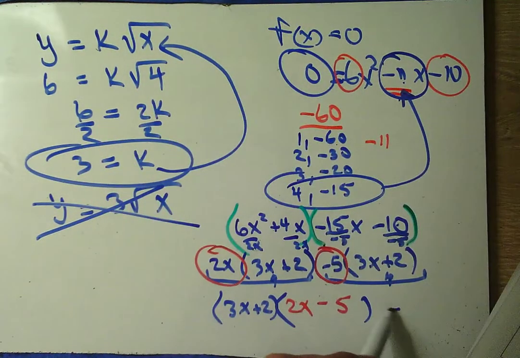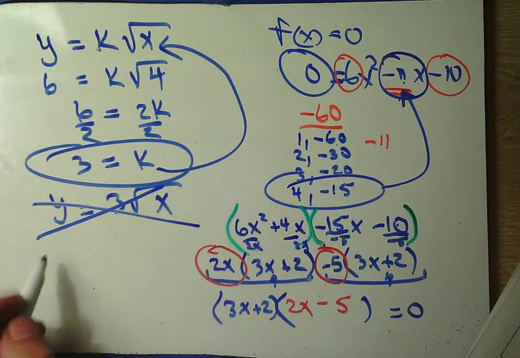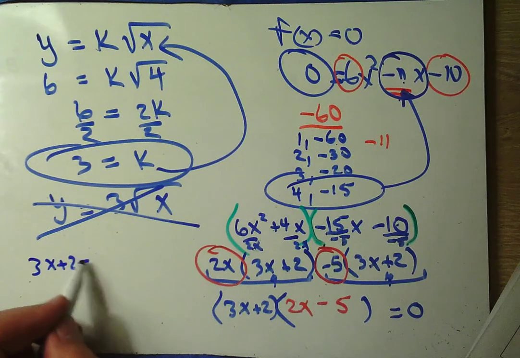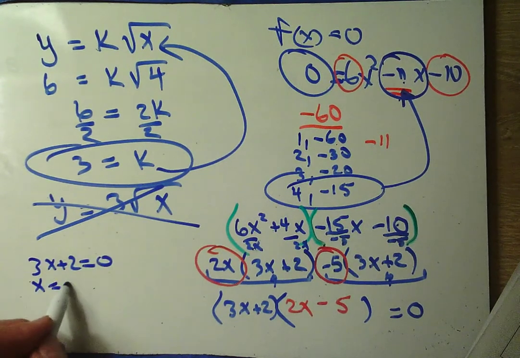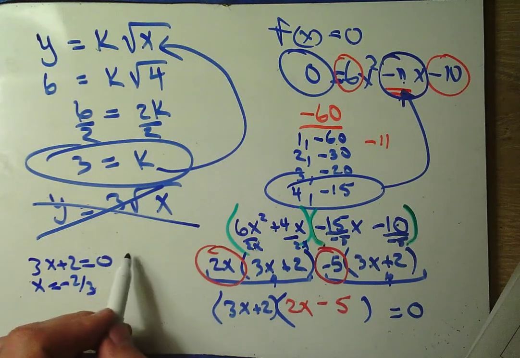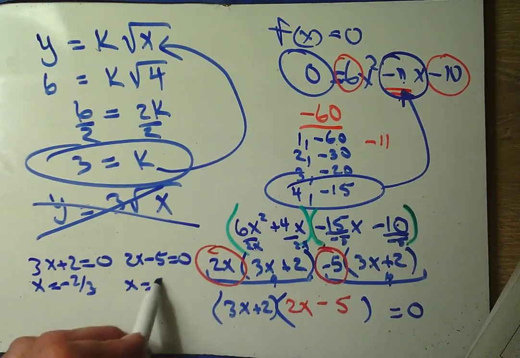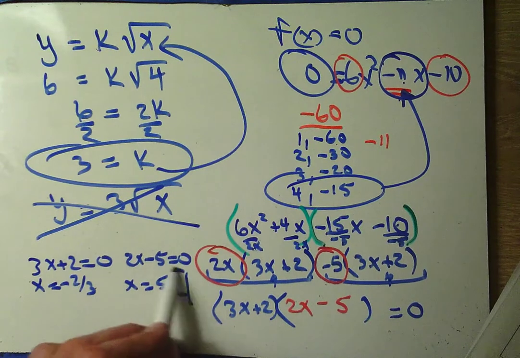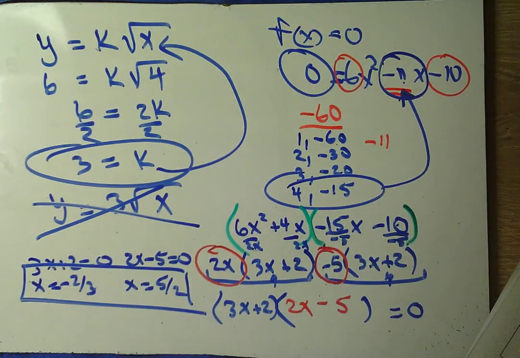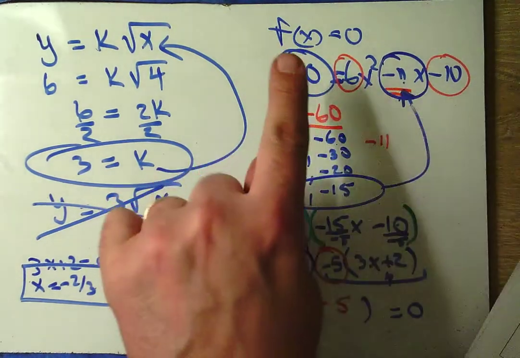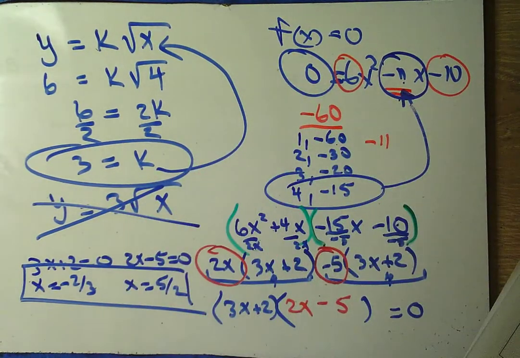This was a solving problem, not a factoring problem. I have to set each of these factors equal to 0. So I get x equals negative 2/3, and I set this factor equal to 0, and I get x equal to 5/2. So I've got two solutions here. f of x, this parabola, is equal to 0, or has x-intercepts at negative 2/3 and positive 5/2.